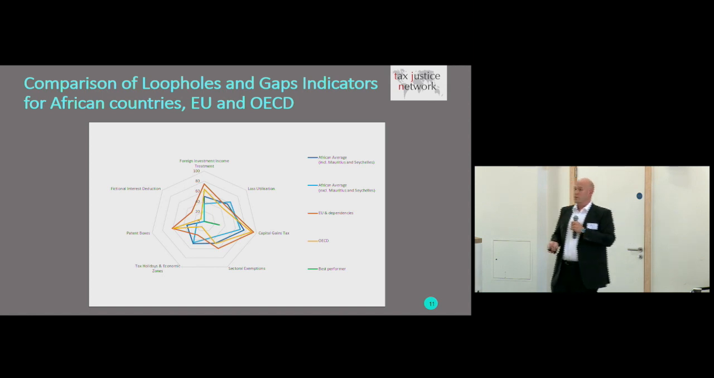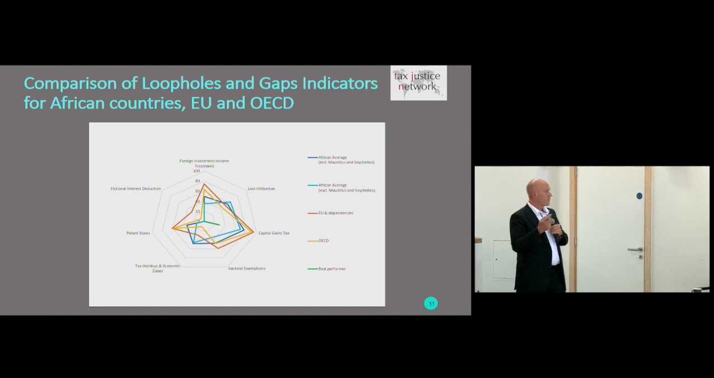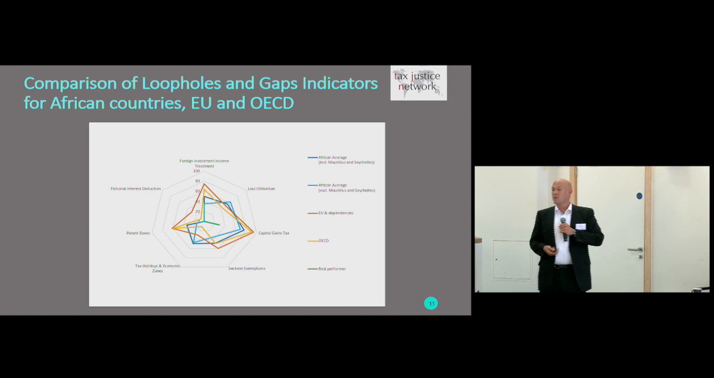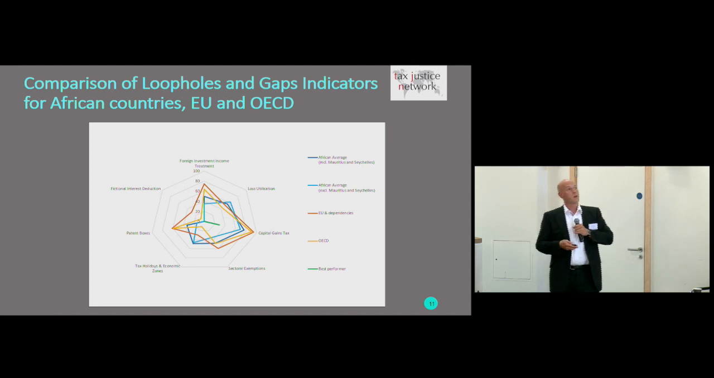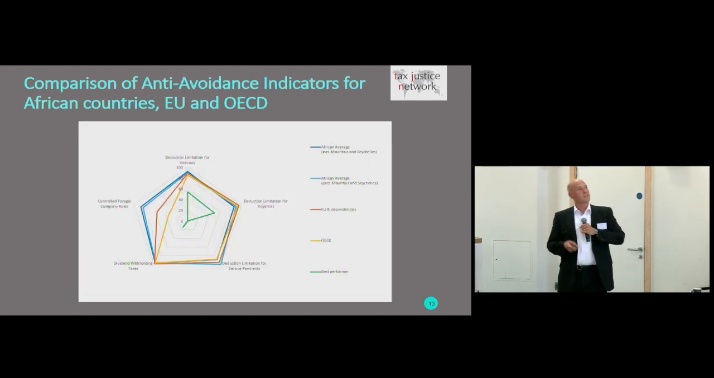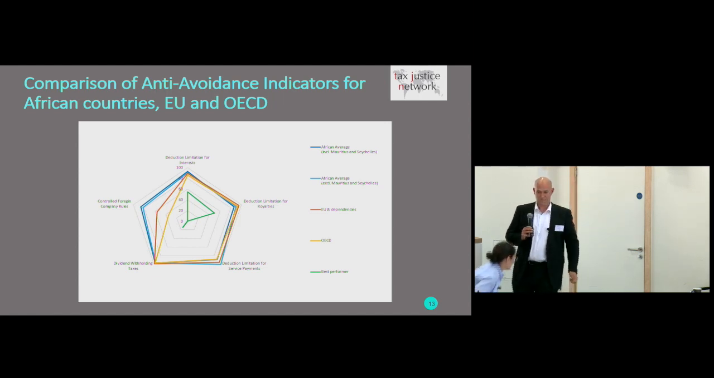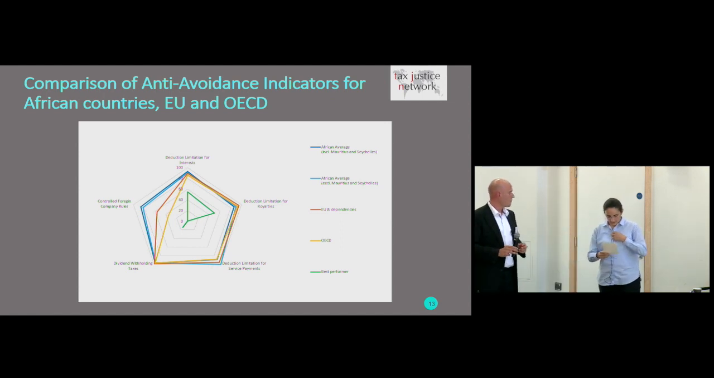Now you can do a lot of interesting charts, tell a lot of interesting stories for the different categories. For example, this is for the loopholes and gaps. You can see how each country is comparing against the best performer, etc. We only want to do this with anti-avoidance rules now, at which point I hand over to Leyla. Thank you, Marcus.